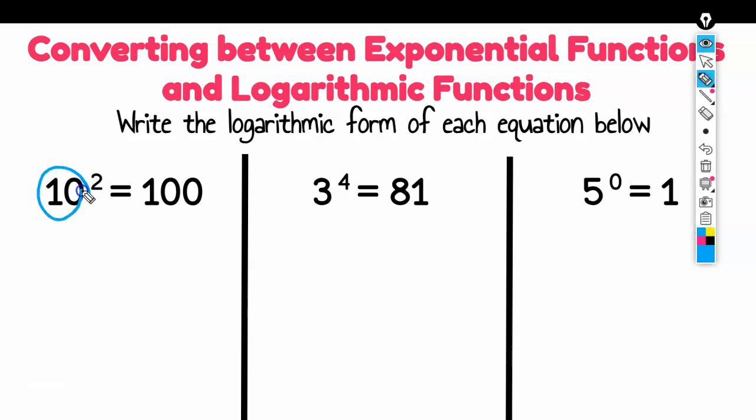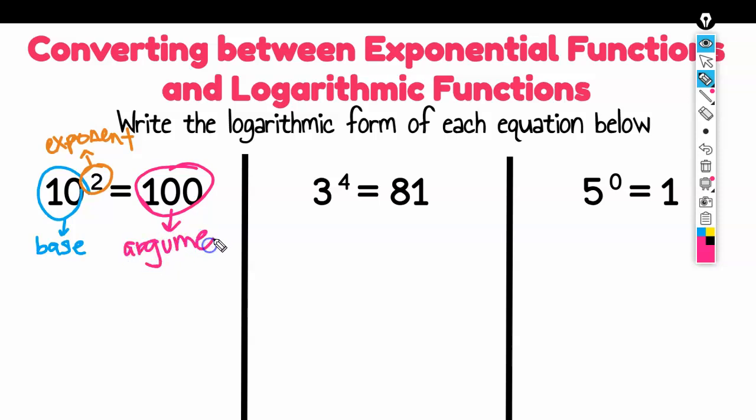We need to be able to identify our base. So this is B, our base, and I'm going to color code base. And this is our exponent. And this one is our argument. It's typing it kind of disgustingly. Argument is what that's supposed to say.